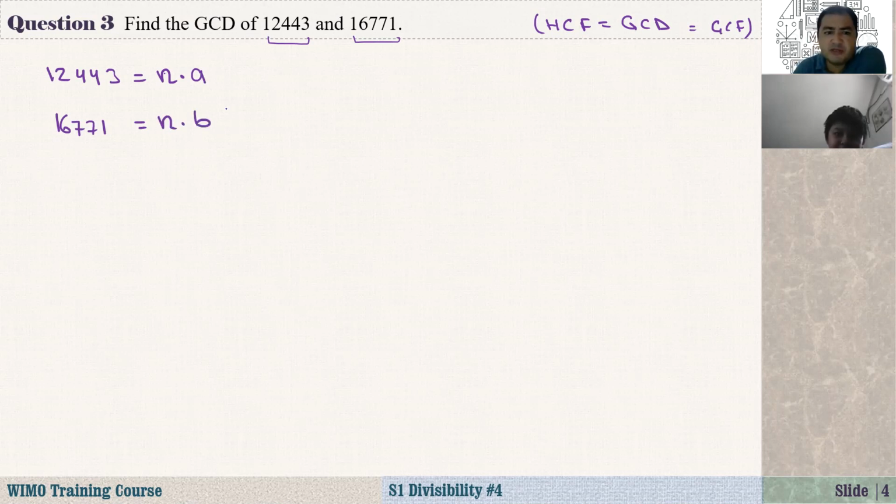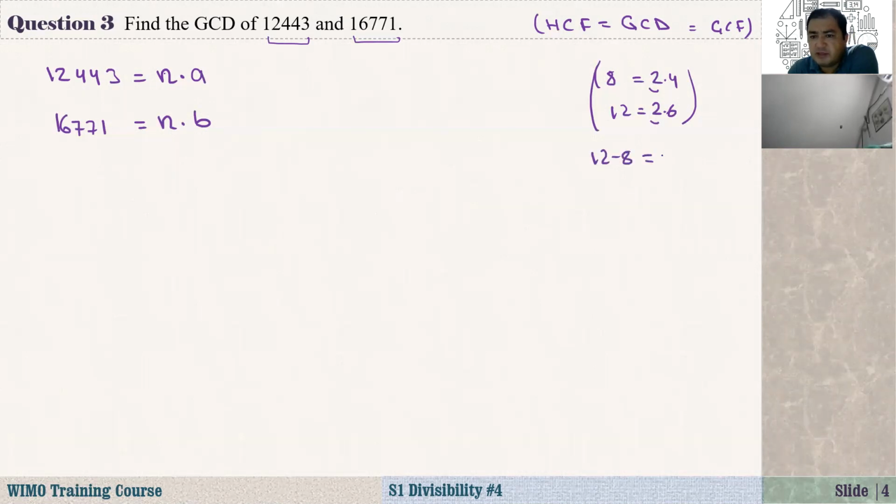Like this, every number we can write like this, right? For example, 8, I can write as 2 times 4, or 12, I can write as 2 times 6. What I'm trying to do here is, as you see, this 2 is a common factor. Now if I subtract side by side, 12 minus 8, we have 2 times 6 minus 2 times 4, which means 2 is a common factor. I can take this out: 6 minus 4.